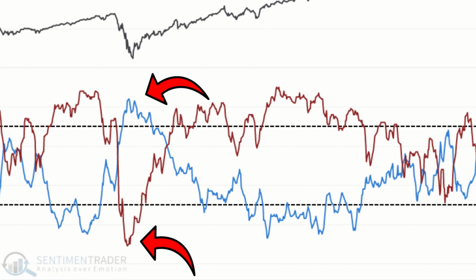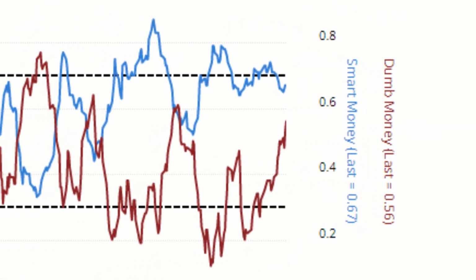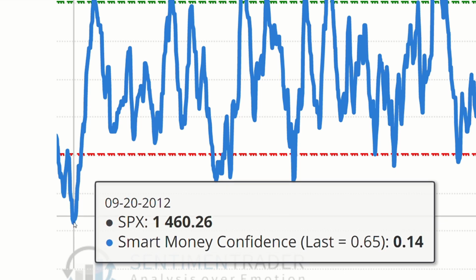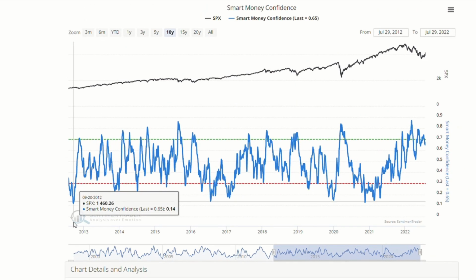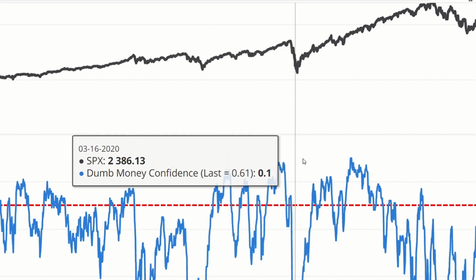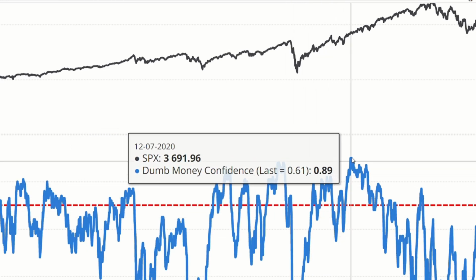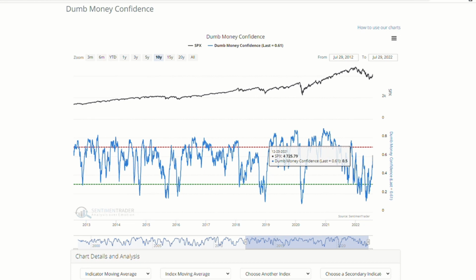And when smart money confidence, for example, hits 100%, that means that those most correct on the market direction are 100% confident in a rising market. When it's at 0%, the other end of the extreme, it means that these good market timers are 0% confident in a rally. And the complete opposite is true, obviously, for dumb money confidence. If it's at 100%, that means that these bad market timers are supremely confident in a market rally. And history suggests that when these traders are confident, we should be ready for a market decline.